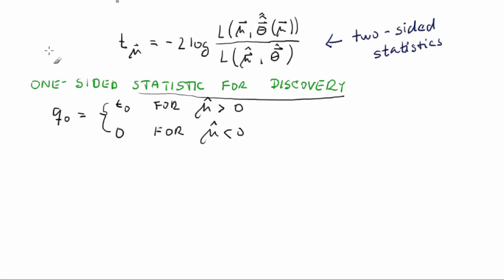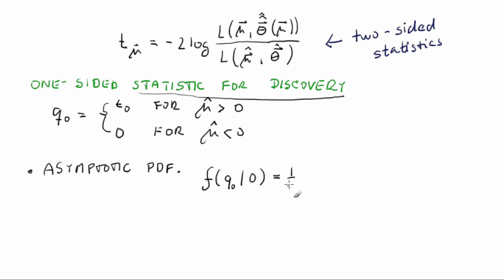Its asymptotic distribution, a la Mr. Wilks, is sometimes called a half chi-square distribution. The name becomes obvious when we write the asymptotic formula down. F of Q sub 0, given the hypothesis of mu equal to 0, is equal to 1 over 2 delta function of Q0 plus 1 over 2 chi-square distribution with 1 degree of freedom of Q0.